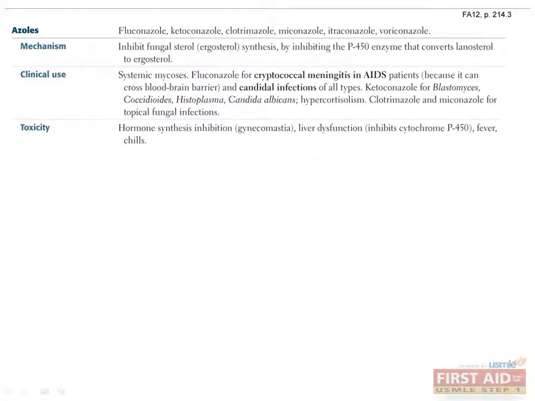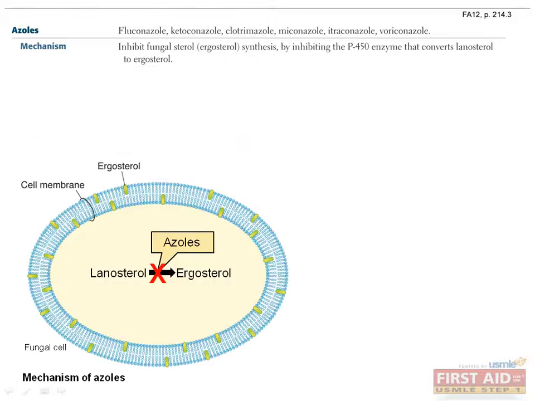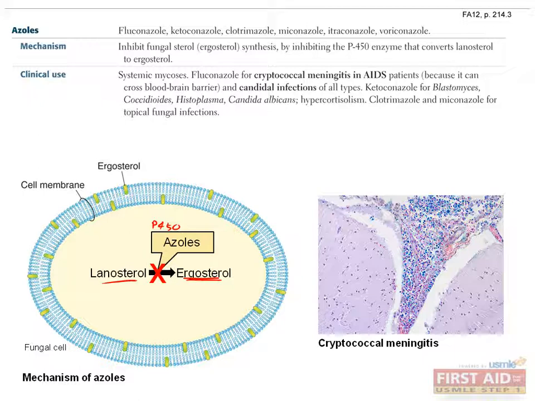The azoles all bear names ending in their drug class. Azoles work by inhibiting ergosterol synthesis through inhibition of the P450 enzyme that converts lanosterol to ergosterol. This is another class of antifungals that is reserved for systemic mycoses. Unlike amphotericin, the azoles have the ability to cross the blood-brain barrier, so they have utility in combating cryptococcal meningitis in AIDS patients. The azoles are also used to treat candidal infections.